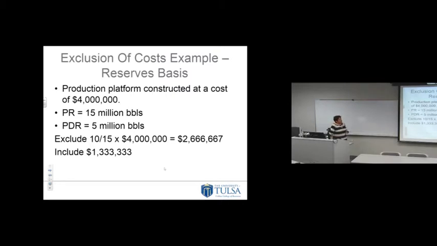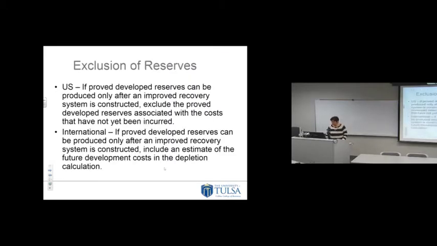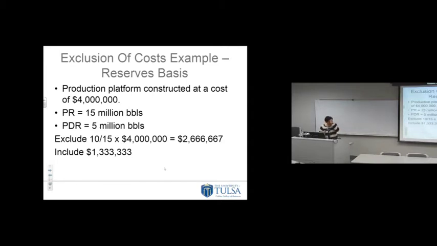Now, this is not a problem under international GAAP. Let me go back to this one. This is not a problem under international GAAP. And why? Because international GAAP took leasehold plus wells and equipment, plus my future development cost. Right, what's it going to cost me to finish developing? And they wrote all of that off over proved or proved plus probable.